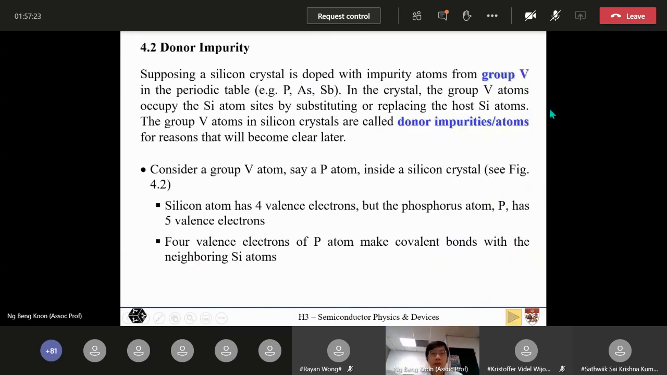There are two types of impurity atoms that we can put into the semiconductor crystal. One type is the donor impurity atoms, which typically come from group 5 of the periodic table in silicon. The elements that have 5 valence electrons are put into a silicon crystal to create donor impurity atoms, such as phosphorus, arsenic, or antimony. We're going to review how this helps introduce additional carriers into the semiconductor.